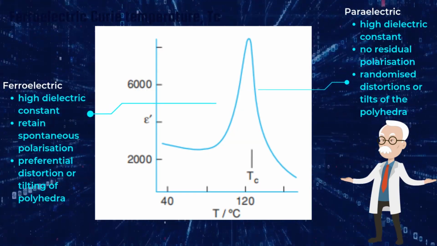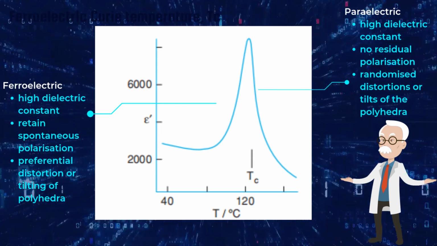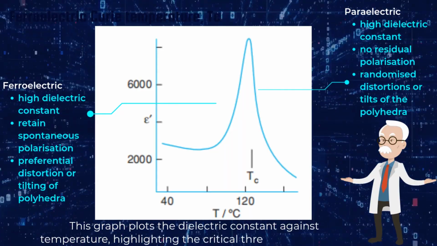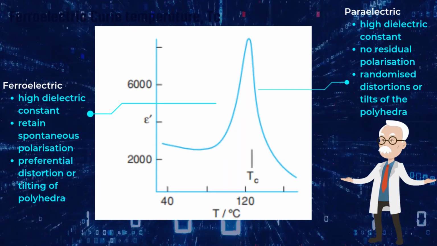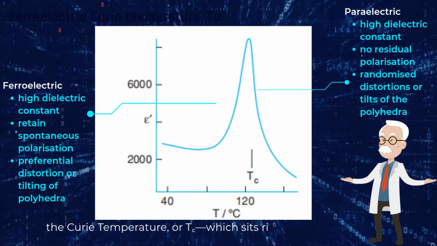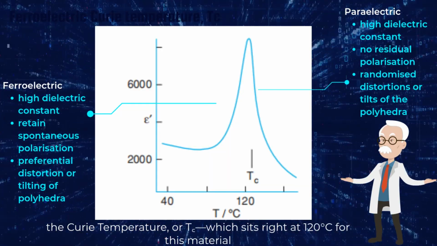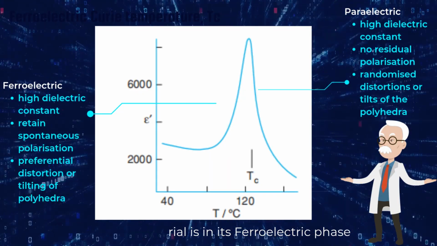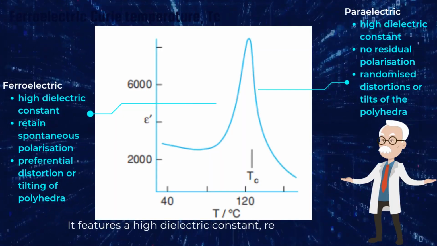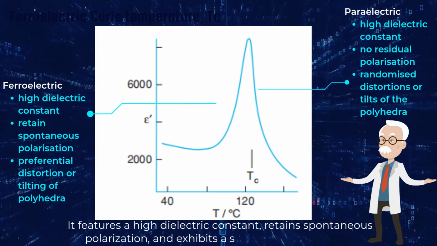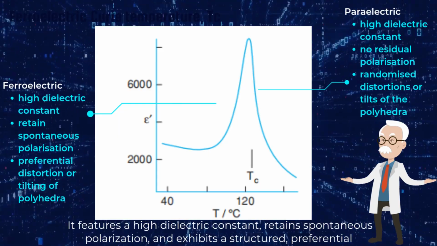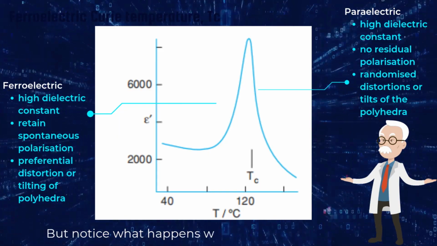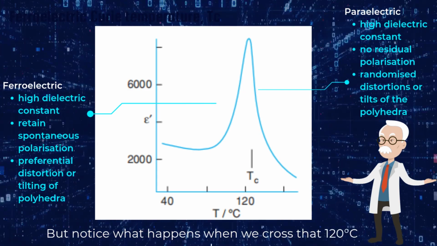Now, let's look at how temperature alters a material's electrical behavior. This graph plots the dielectric constant against temperature, highlighting the critical threshold known as the Curie temperature, or TC, which sits right at 120 degrees Celsius for this material. Below TC, the material is in its ferroelectric phase. It features a high dielectric constant, retains spontaneous polarization, and exhibits a structured, preferential distortion or tilting of its internal polyhedra. But notice what happens when we cross that 120 degrees Celsius peak.